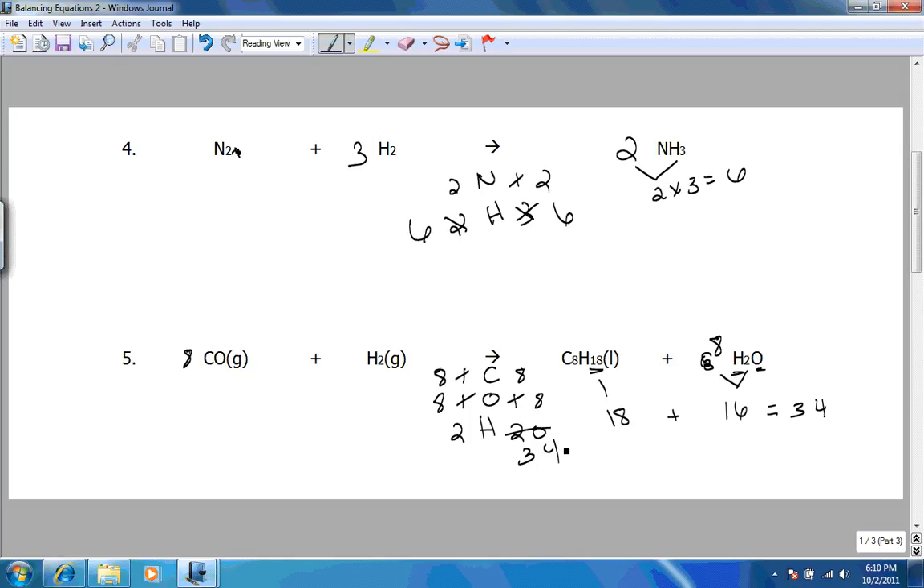That changed it dramatically. So 34 divided by 2 is equal to what? And that would be 17. And that is the end of the first 5 of the second balancing equations worksheet.